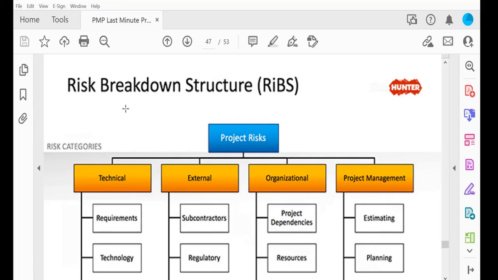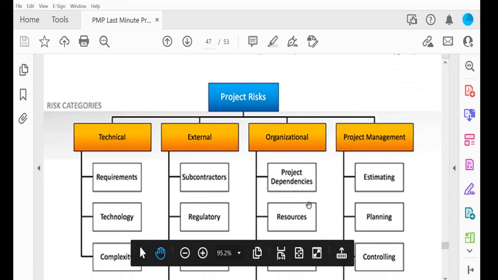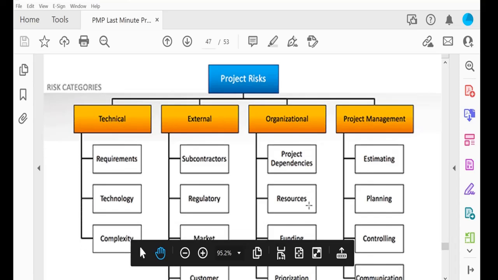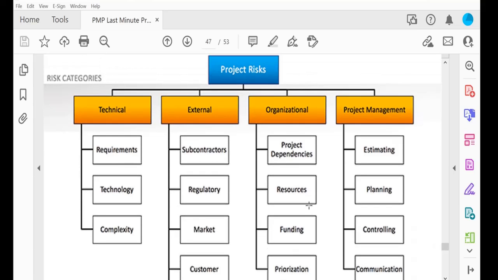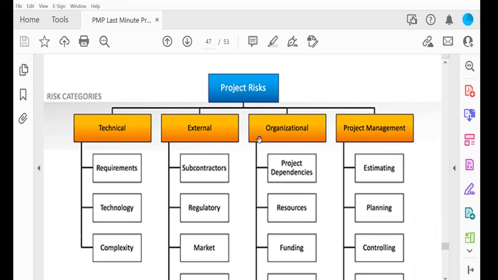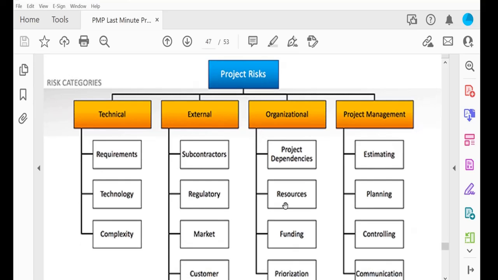Okay, so risk breakdown structure. It's called RBS, risk breakdown structure. If someone asks about the risk breakdown structure, you can imagine something like that: there may be external, organizational, project management, technical categories. It is not the important one, but I just want to show that the risk breakdown structure can be like that.